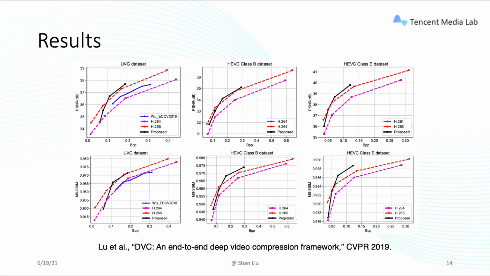This slide compares the compression performance of DVC with conventional codecs H.264 and H.265. The results are sourced from Lu's 2019 CVPR paper. According to the paper, the proposed method outperforms H.264 when measured by both PSNR and MS-SSIM. It also achieves a similar or better compression performance when compared with H.265 in terms of MS-SSIM.